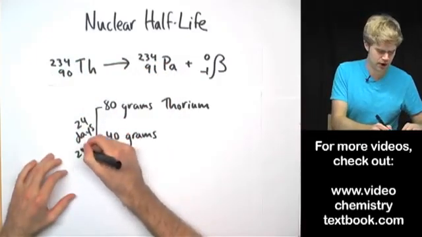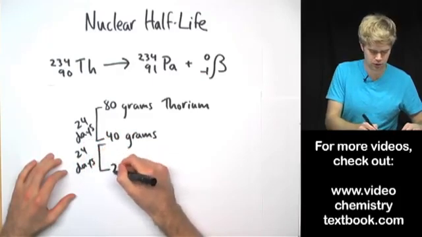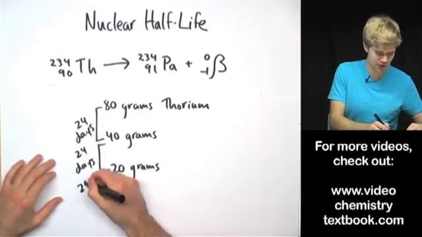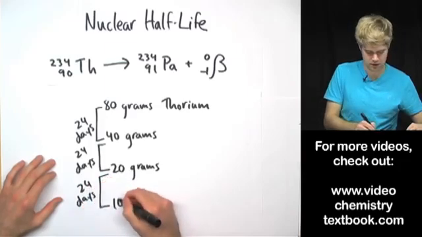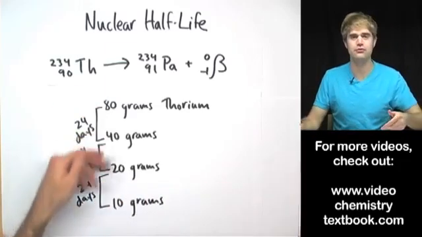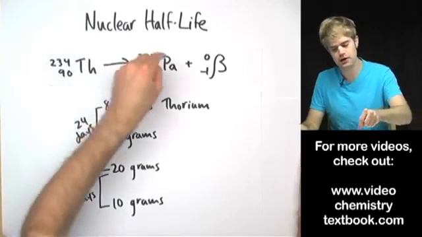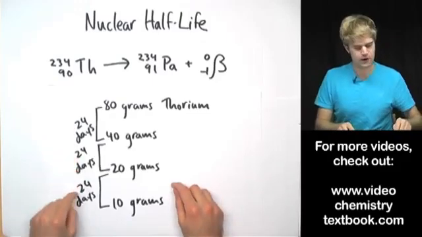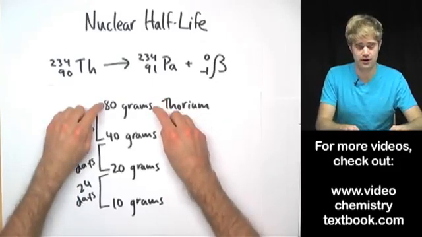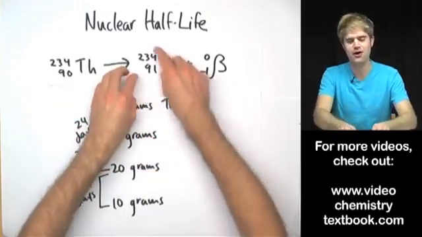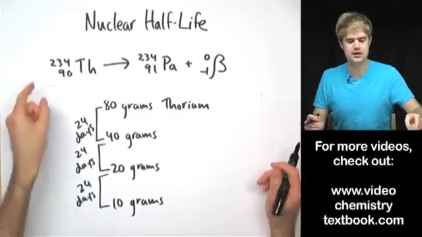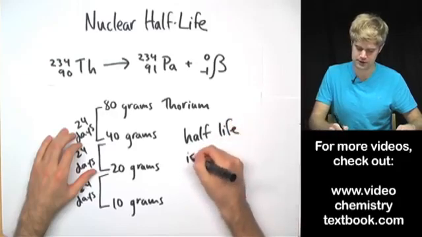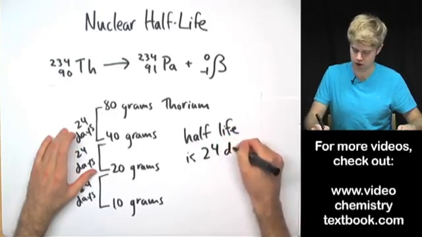Now, after another 24 days, there's only 20 grams of thorium left. And after another 24 days, there's only 10 grams of thorium left. All the rest has turned into protactinium. So here's the thing. Every 24 days, the amount of thorium that we have gets cut in half because the other half becomes protactinium. So we'd say that for this reaction, the half-life is 24 days.